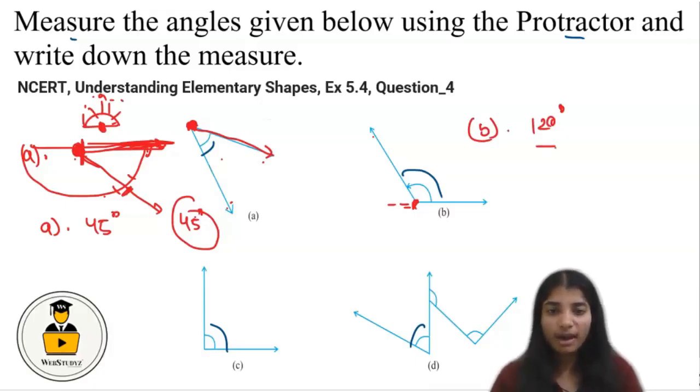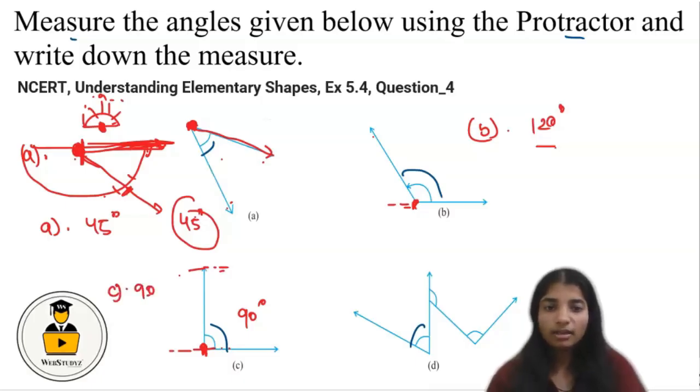Now let's move to part C. As we can clearly see, this angle is a right angle, which is 90 degrees. But again, as we have to measure this with the help of the protractor, we are going to place the protractor in such a way that the center point of the protractor must be here at this edge, and using the scale we can easily calculate the value of the angle. So the answer to C is 90 degrees.